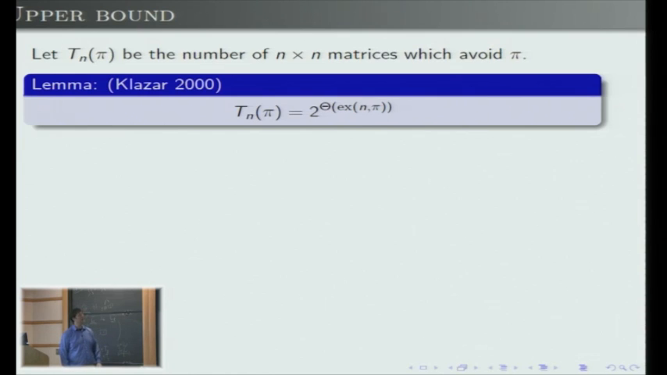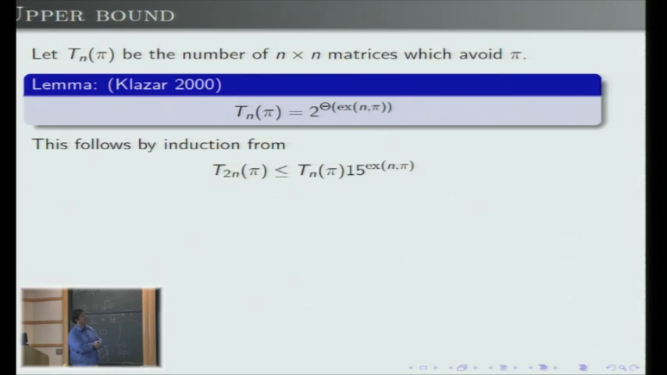And the lower bound's really easy. Once you have one matrix that has this extremal number of ones, you can look at all the submatrices where the ones can be either 0 or 1, and you get two choices for each of the one entries. And so you get 2 to the extremal number of n and π possible submatrices in terms of containment. Now, for the upper bound, it follows by induction from the following inequality: T_2n(π) is at most T_n(π) times 15 to the extremal number of n and π.